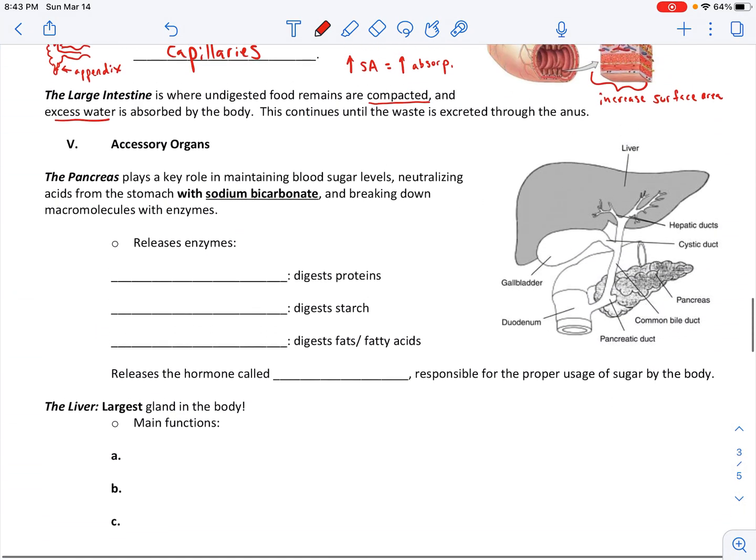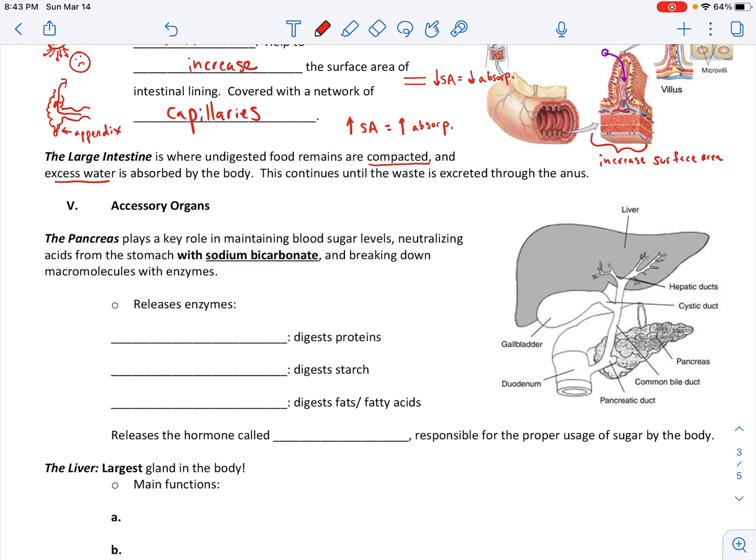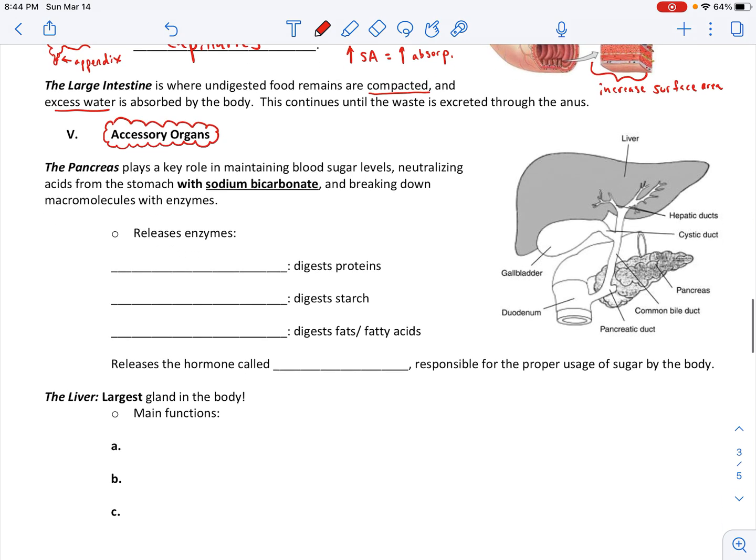And I'll come back to that anatomy later. So we want to quickly talk about what the accessory organs are. Accessory organs are not in the actual GI tract itself. They are attached to it, and they are namely the liver, the pancreas, and the gallbladder.